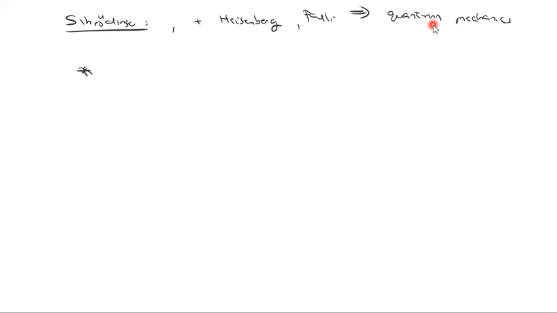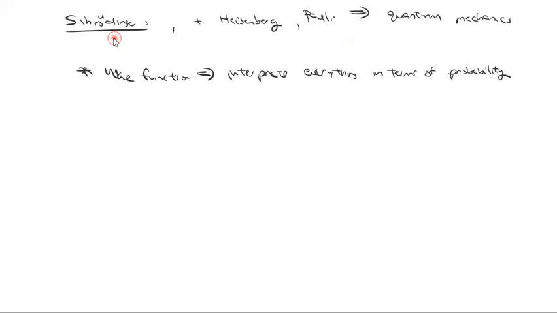Basically, Schrödinger made it so that he's got this wave function, which interprets everything in terms of probability. So when you talk about chemistry, when you talk about your electron cloud, that's really talking about your Schrödinger. Your electrons don't really orbit in a particular radius or anything like that. They've got this entire probability distribution associated with it.